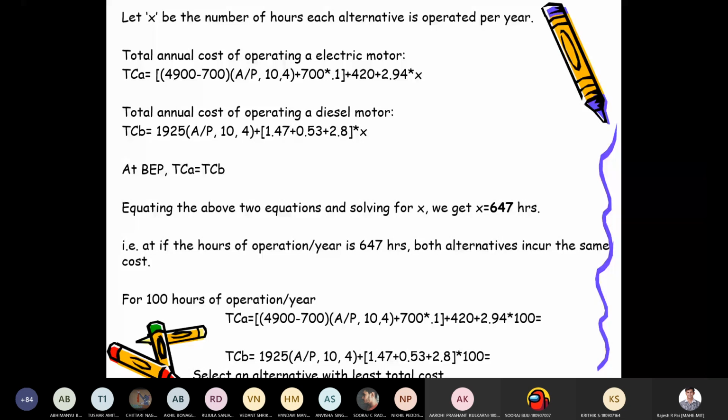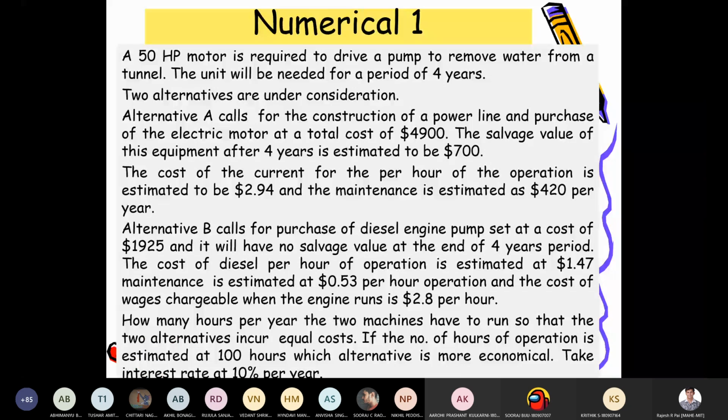So total cost is nothing but the sum of the capital recovery cost plus the annual operating cost. It is 4,900, that is P minus F, A by P, I comma N, plus F into I, plus 420, which is the cost of maintenance, $420 per year, and also the annual cost of operation, that is 2.94 per hour. So it will be 2.94 into x.